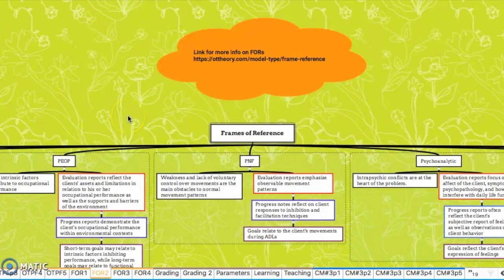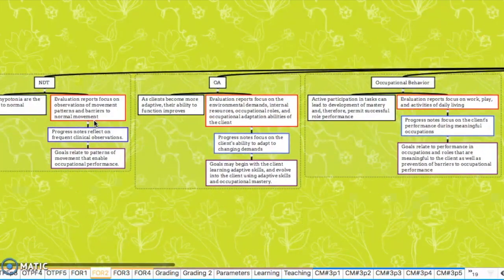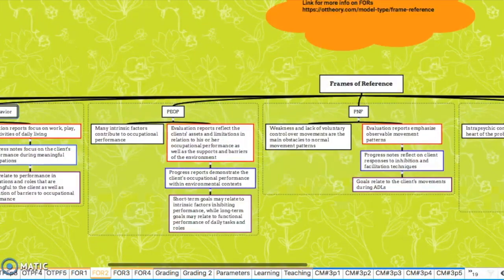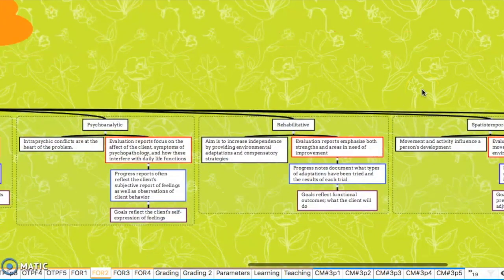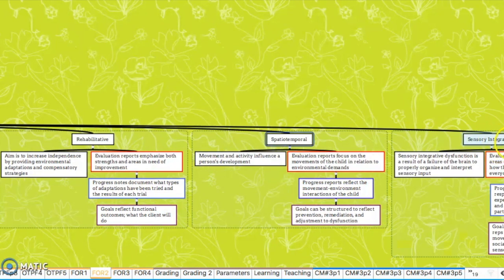Our next map goes into detail on each frame of reference, starting with NDT, following occupational adaptation, occupational behavior, PEOP, PNF, psychoanalytic, rehabilitative, spatiotemporal, and sensory integration.